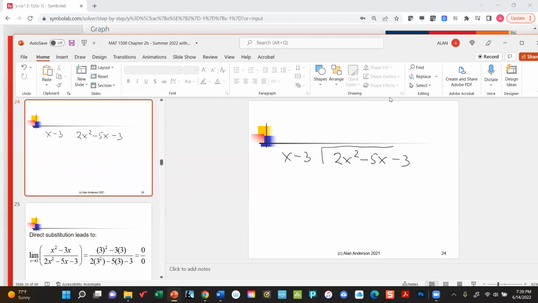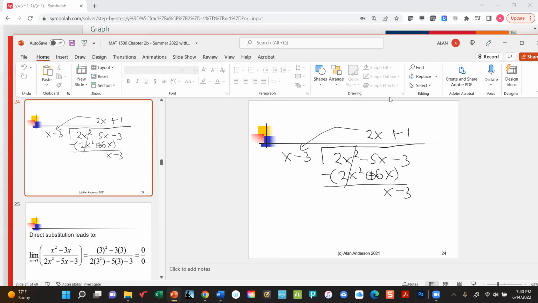We're going to use a technique which is similar to long division. And so we'll start by multiplying this expression x minus 3 by 2x. Let's put that here. If I multiply this by 2x, I get 2x squared minus 6x. Now I'm going to subtract that. And these cancel out. This becomes a plus. And we end up with x minus 3. Now I can just use plus 1.